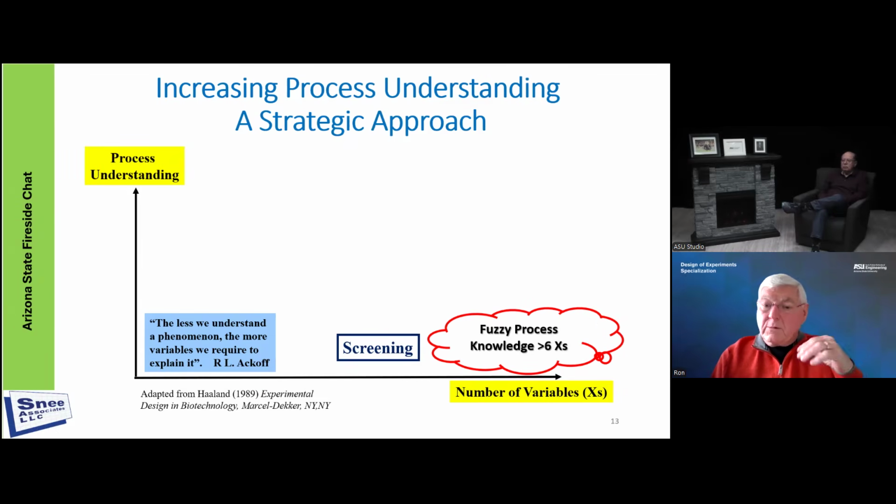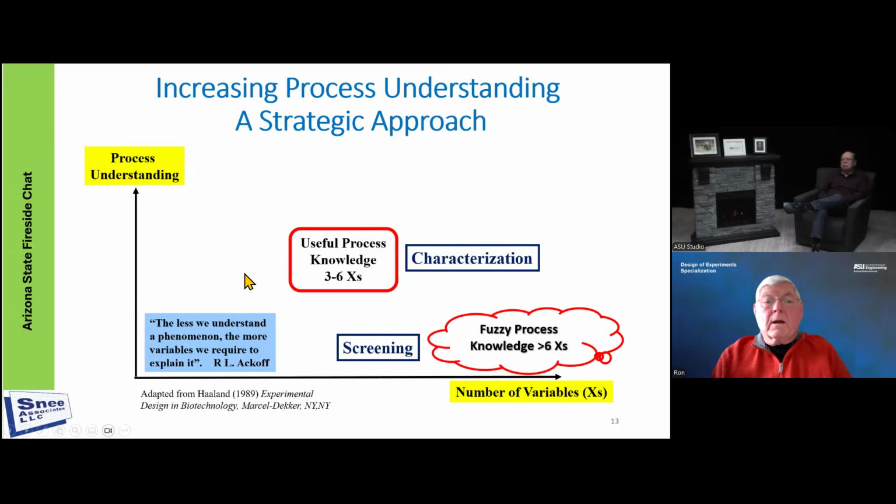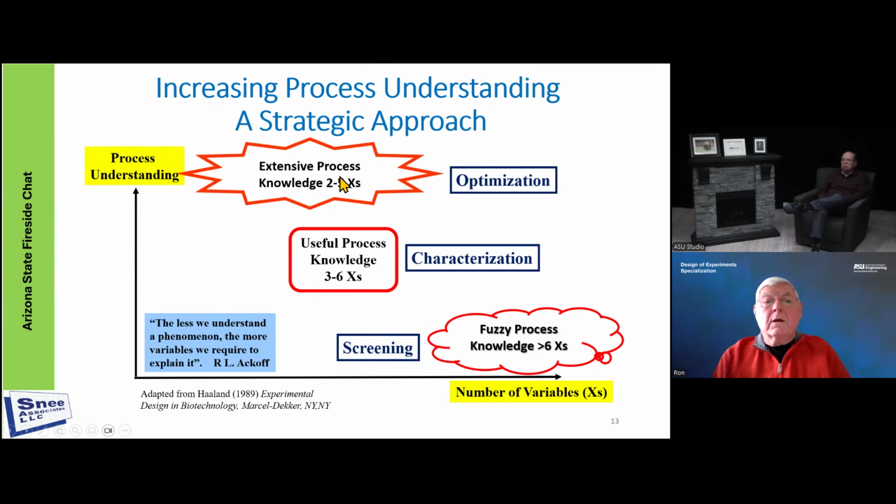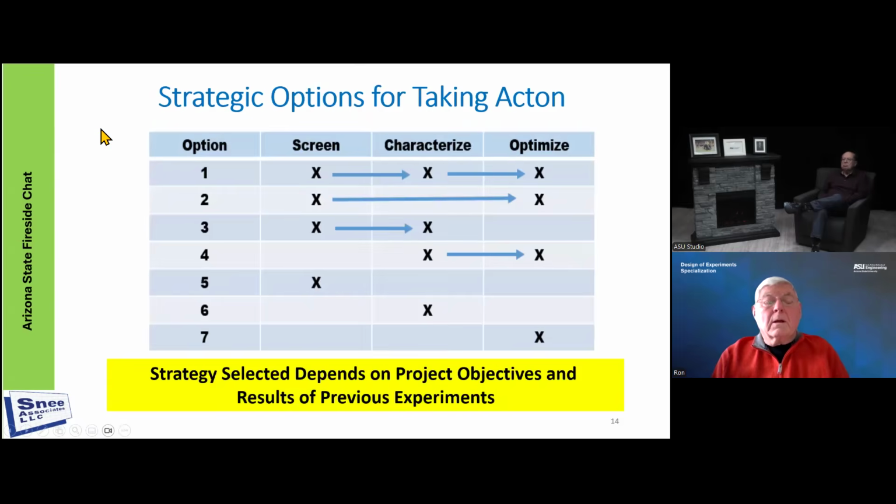So typically, you don't have a lot of understanding, and you're going to have a lot of variables you think are important. If you increase the understanding, and so you have useful process knowledge, 3 to 6 X's, that's in the characterization phase. And then finally, when you get it down in the 2 to 5 range, you're in the optimization. So this is a good way of thinking about how process variation, process understanding, and number of variables relate to one another.